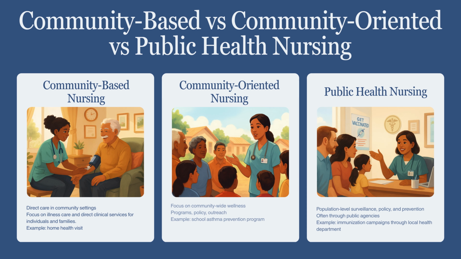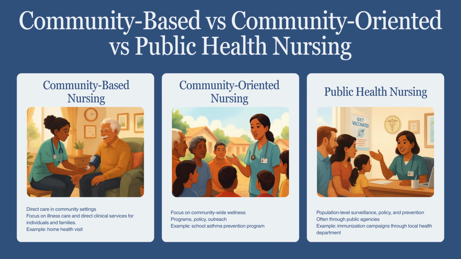These three approaches sound similar, but each has a unique purpose. Community-based nursing is individual care in the community, like home health or clinic visits. Community-oriented nursing is focused on improving the health of groups, often through education, programs, or outreach. Public health nursing works at a system level: surveillance, policy, and community-wide disease prevention. Together, these approaches allow nurses to care for both individuals and whole populations.